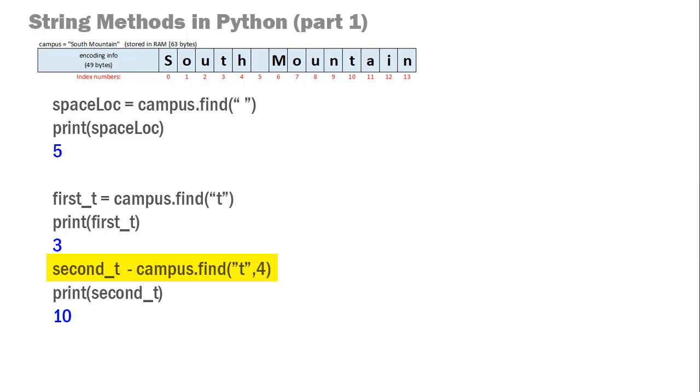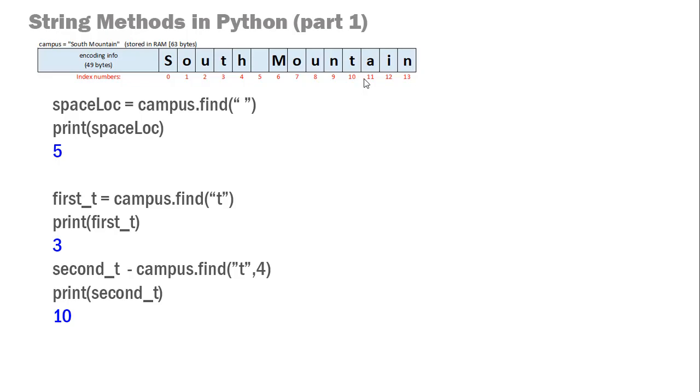So second T in this case equals, and that should be an equal sign, not a minus sign, campus.find("T", 4). It's going to start looking in the 4th position and find the next T. Well, that next T is in index 10, and that's what gets printed out. If I search for something that doesn't exist in that string, the value that's returned will be a -1.